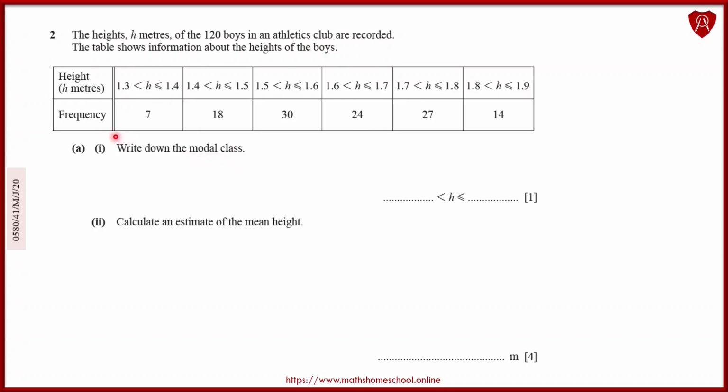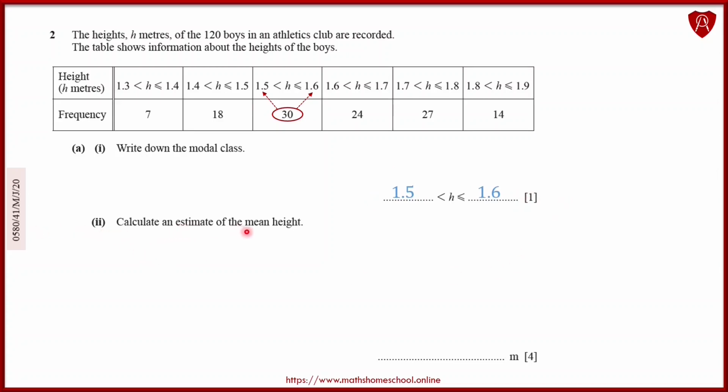To get the modal class, we scan all the frequencies and pick the highest. The modal class is the low number and the top number. That is what defines the modal class.